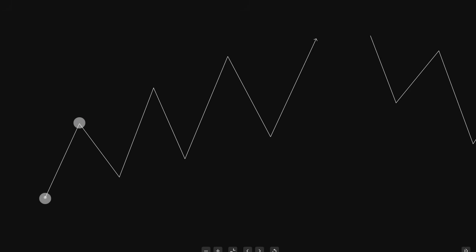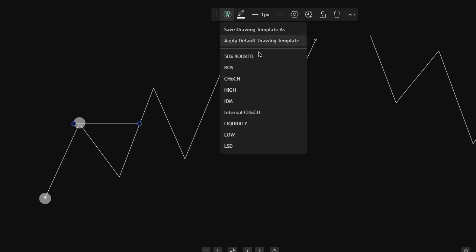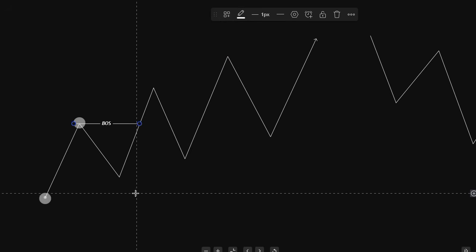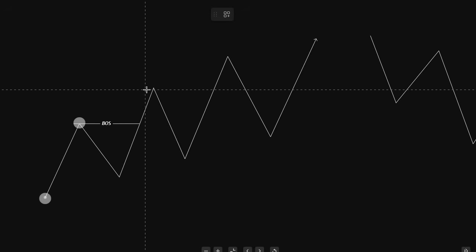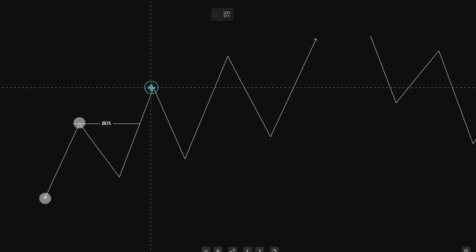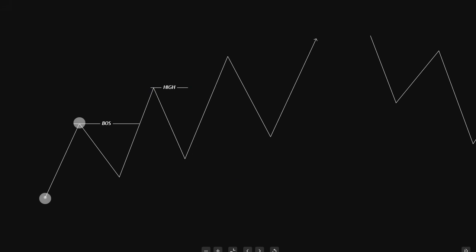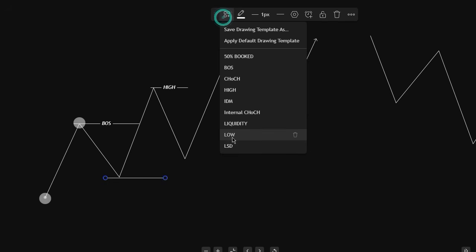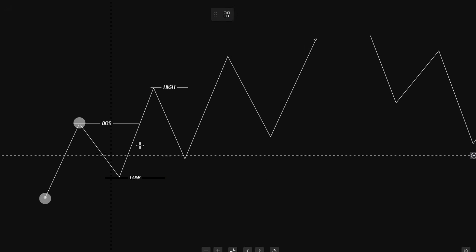So when it is breaking this level, it is becoming a break of structure. Okay, fine, this is a break of structure. When a break of structure happens, a new high becomes this one. So this is the new high and this is becoming a new low. So this is the new low and this is the new high. This is where we continue now.